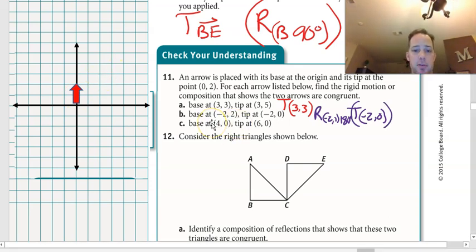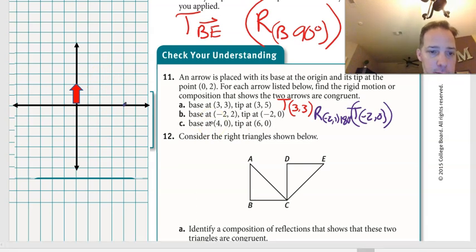What if it was at 4, 0 and 6, 0? The tip was at 6, 0. So 1, 2, 3, 4, 0 and 6, 0. The tip was there. We could probably do a rotation about the origin -90 degrees, so we get it pointed this way, and then translate over would be the easiest way to do that.